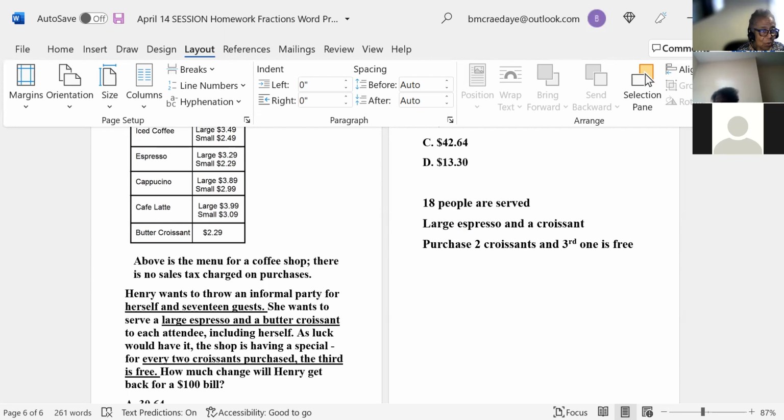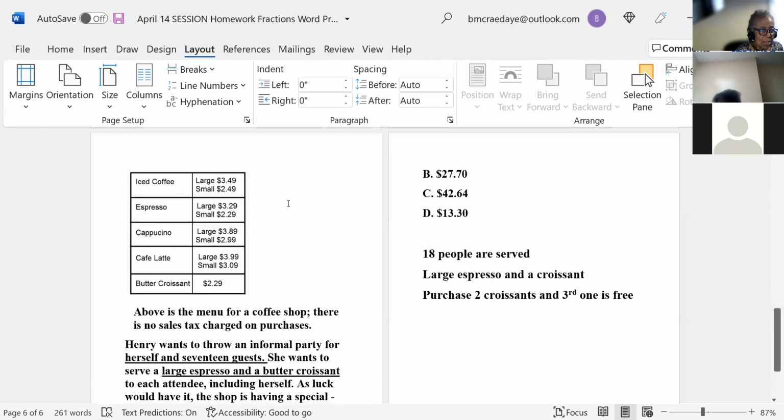she get? So what do we have to know from this chart, from this menu? What do we need to know from this, Vanessa? Person served, 18 persons. The price for the espresso, right, that's it. We need to know the cost of the espresso. So let's just put that down. The large espresso, yes, the large espresso cost. And what is that? $3.29. And that's it.